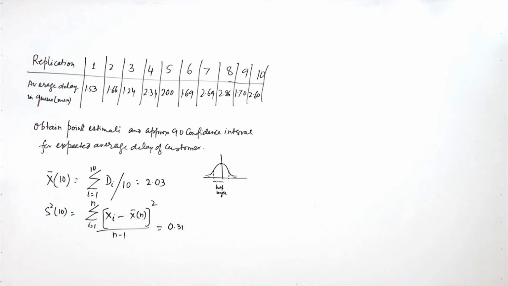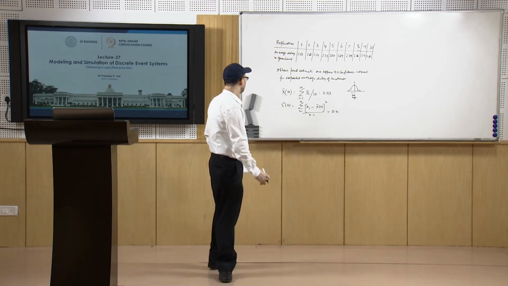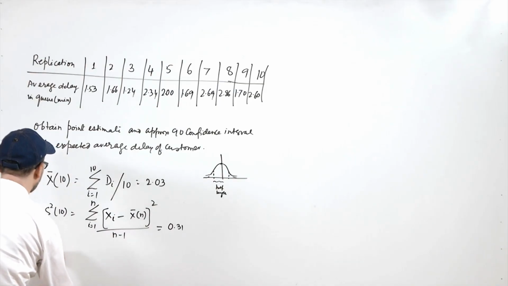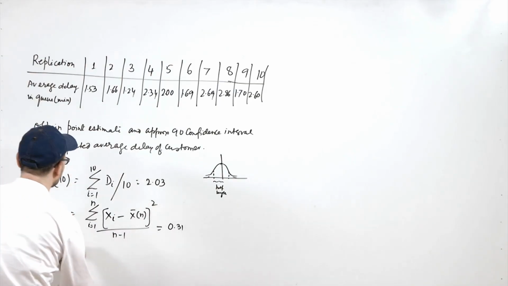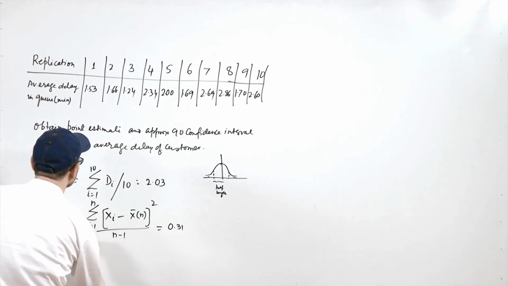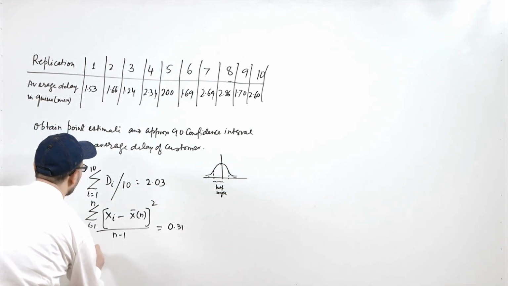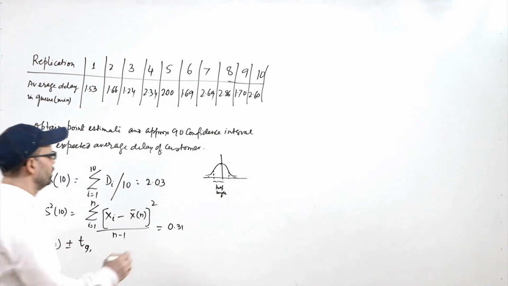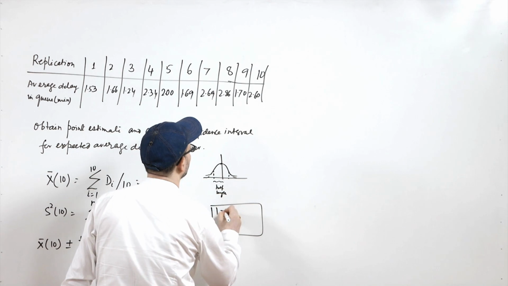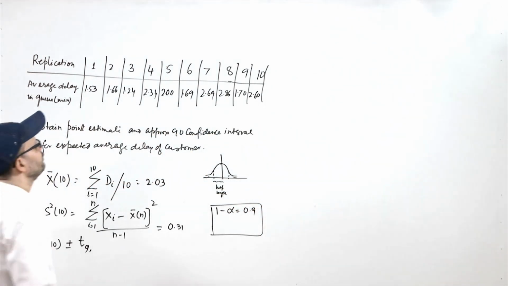Now, the formula we used earlier for finding the estimate can be computed. So, we are getting x bar 10 plus minus t n minus 1, where n minus 1 is 9, and 1 minus alpha by 2. Here you have a 90% confidence interval, so 1 minus alpha is 0.9, and alpha will be 0.1.